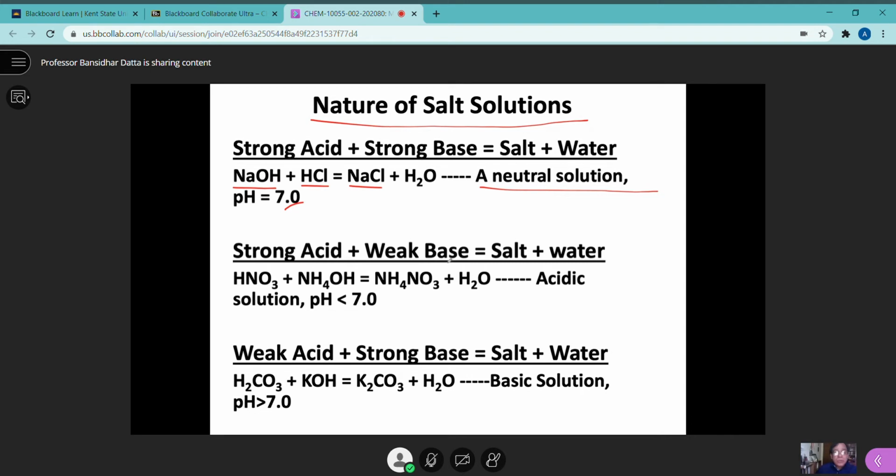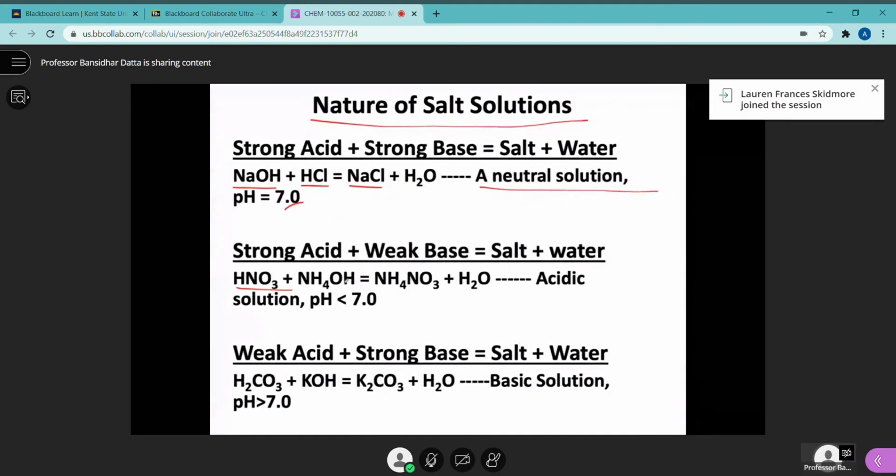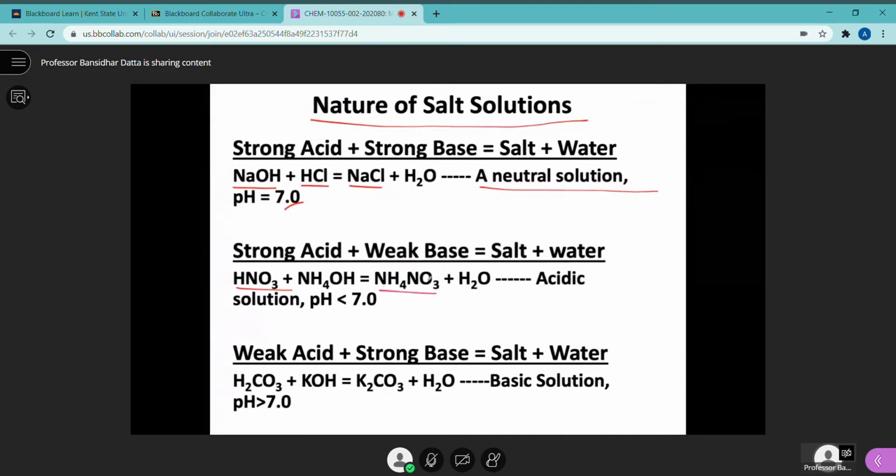So for example, you can take nitric acid, sulfuric acid, perchloric acid, HCl, HBr, HI, they're all strong acids, right? Plus ammonium hydroxide, which is a weak base. You make the salt, ammonium nitrate, ammonium sulfate, ammonium chloride, ammonium iodide, ammonium bromide, depending on which acid you took, right? Plus water. Now what will happen to this solution?